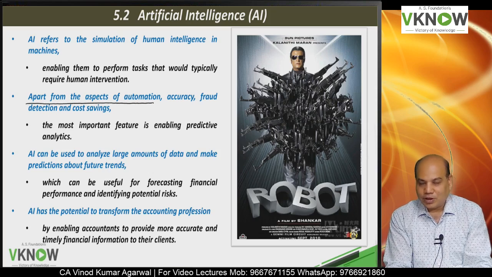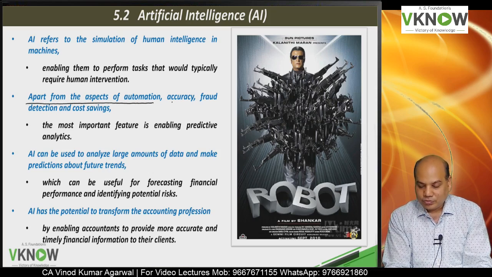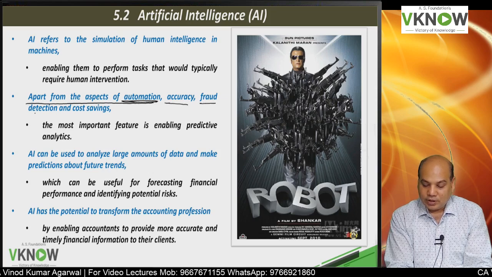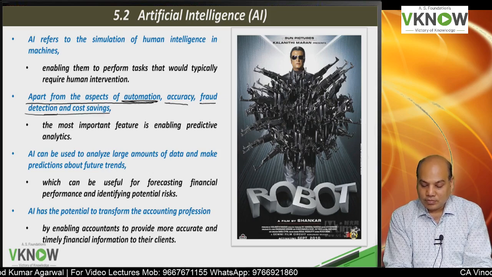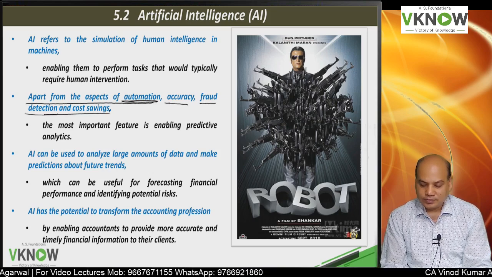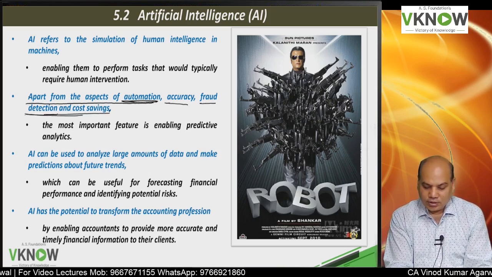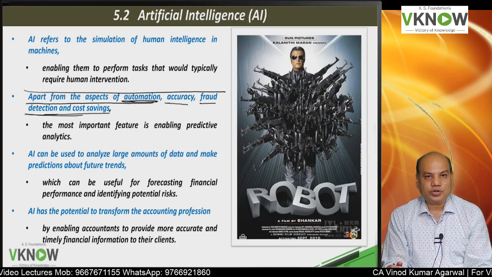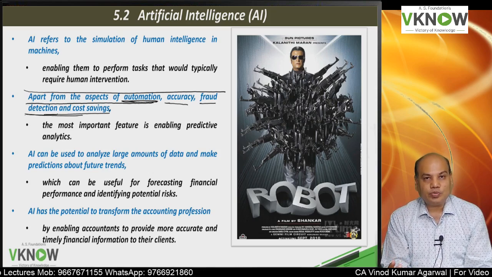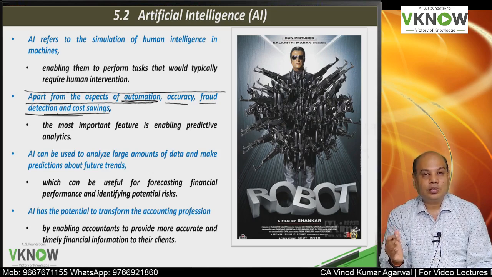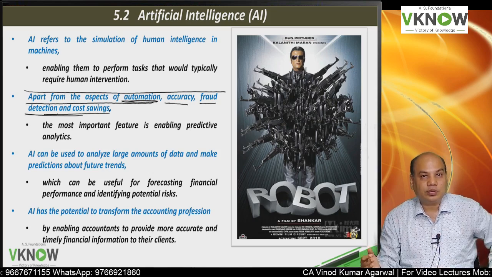Apart from the aspects of automation, which we have already discussed, they are more accurate. They can even detect fraud, and they are useful for cost saving. A lot of tasks can be done very fast and very accurately. A large amount of data can be processed by them, and they can come out with the solution very fast. So that is why it is a threat to a lot of people's jobs.